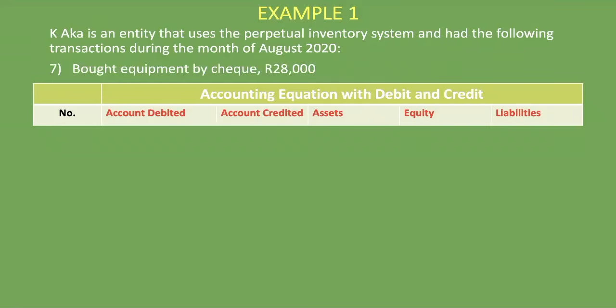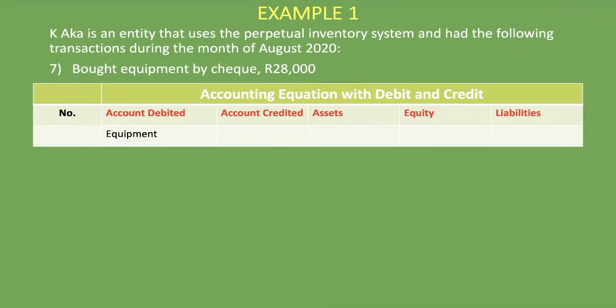Bought equipment by check, 28,000 rand. So here they didn't tell us whether it's including or excluding VAT, but we're assuming that it's including because the question told us to assume that all amounts include the VAT at 15%. And we know that equipment includes VAT. So we know that this 28,000 rand includes VAT. So the first account we have there is equipment.